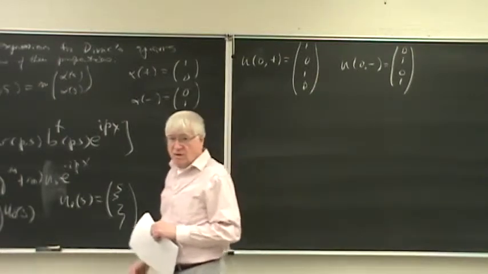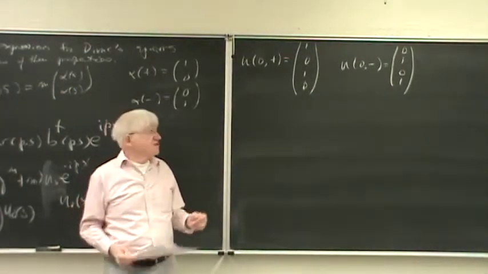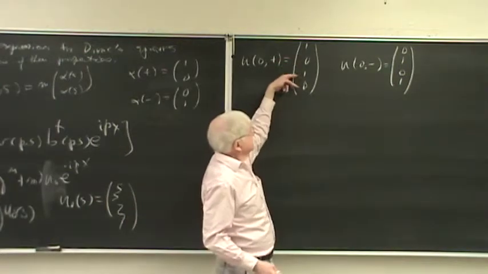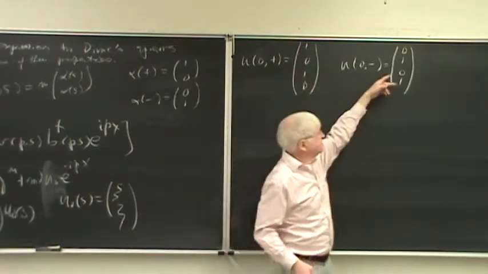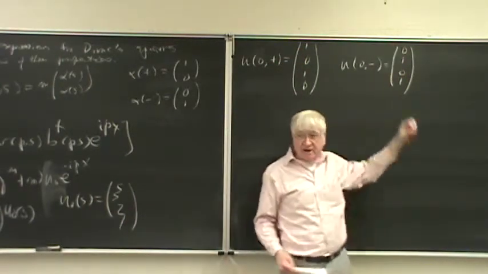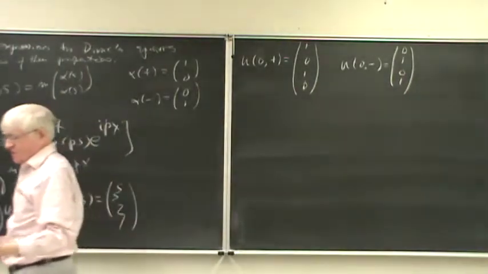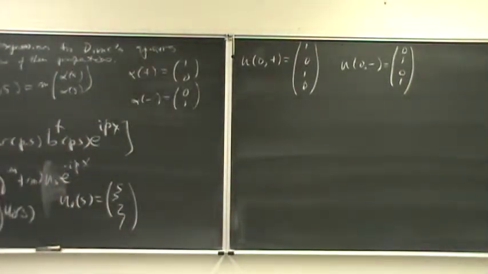Okay, so we square here. The point is that this guy has to be the same as that guy, and this guy has to be the same as that guy. And they have to be obviously orthogonal because they're different spins.